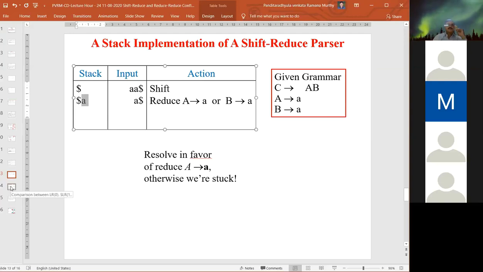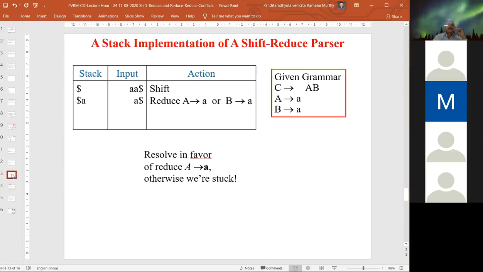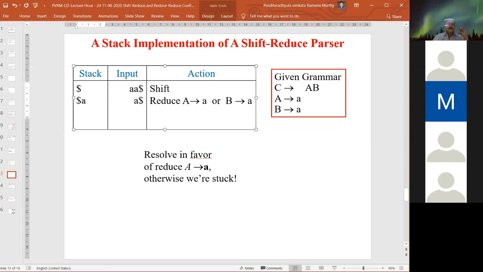This is the particular thing. If the given grammar is C derives AB, finally we need to get C, so the stack must contain AB on the top of the stack, because it has only a couple of things. One a is shifted onto the top of the stack, and one a is on the input string. After seeing this, we identified a handle, but with this handle we have two productions.